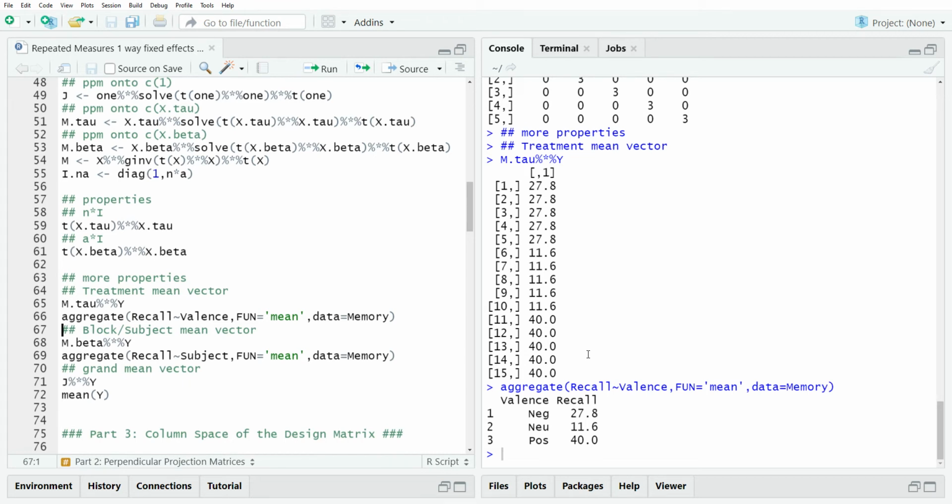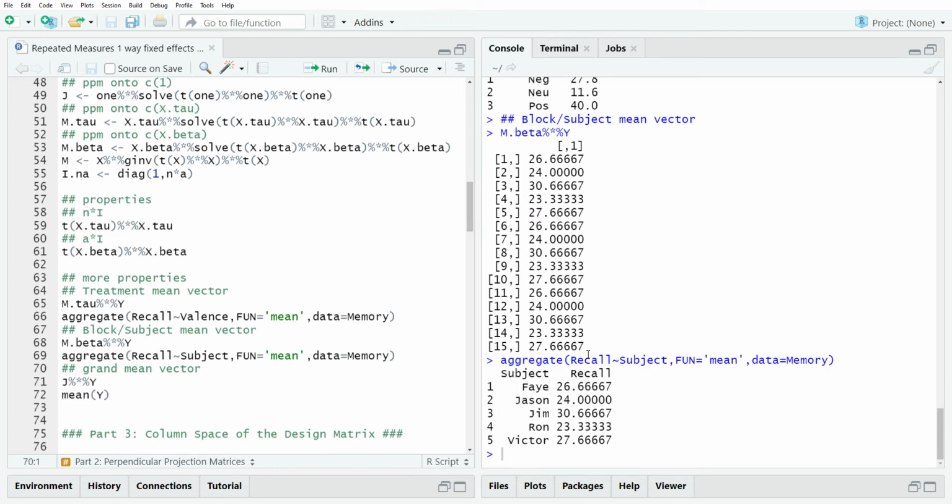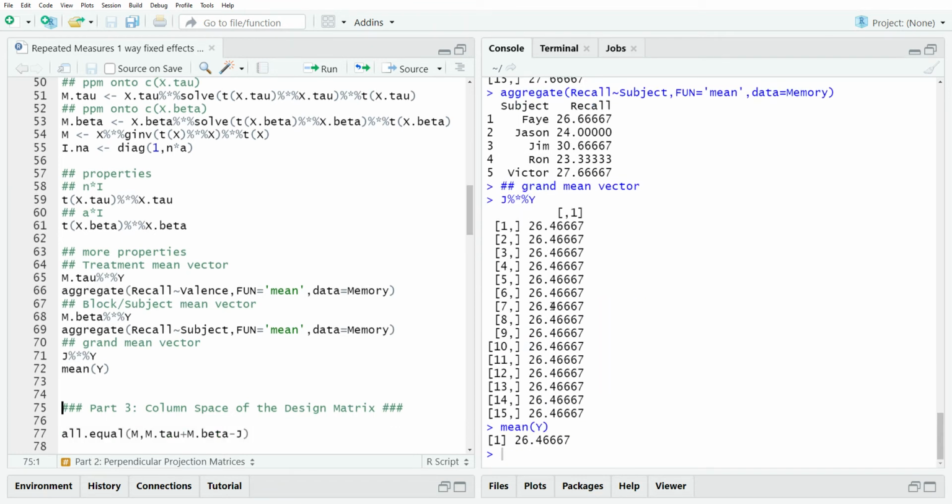And then we calculate the block mean vector, or in this case, subject mean vector, which is M beta y. And if we calculate the subject means, notice that it's this order, 26, 24, 30, 23, 27. And it's that order, and then it repeats, and then it repeats. And so that's the structure of the block mean vector. And then the grand mean vector is just J times y, which is just the grand mean repeated n times, 8 times.